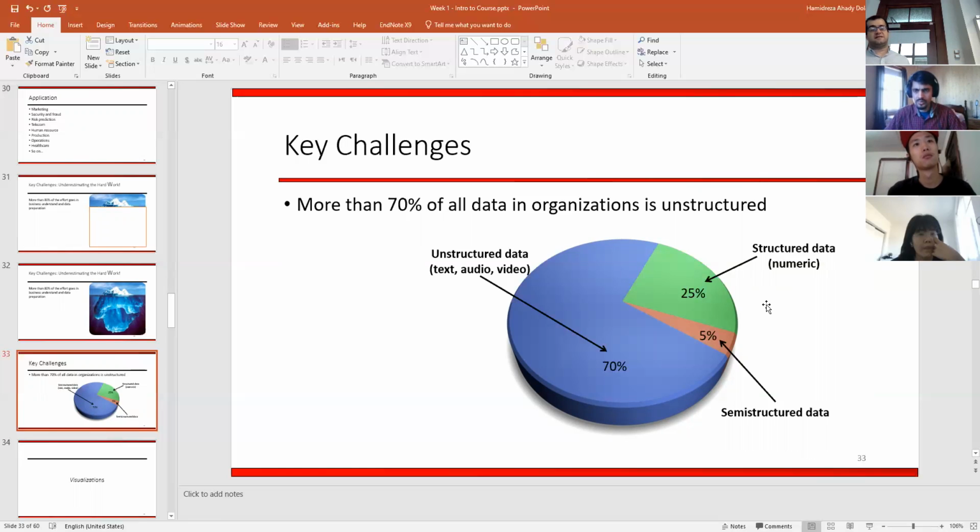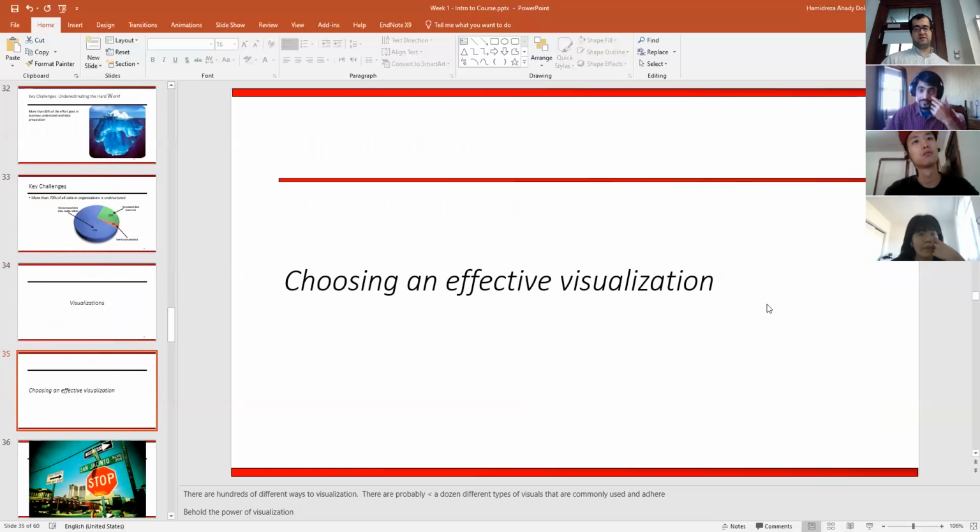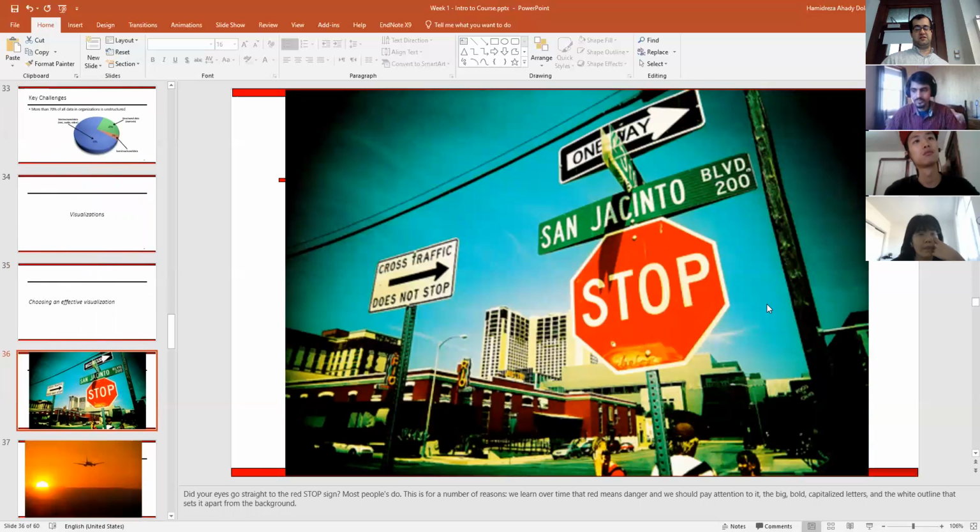It needs certain algorithms to process, which, as I talked about in the history of business intelligence, after 2010 we see such a dilemma. Most of the data is in an unstructured format, and processing that data is more complicated. Visualization: so choose an effective visualization.